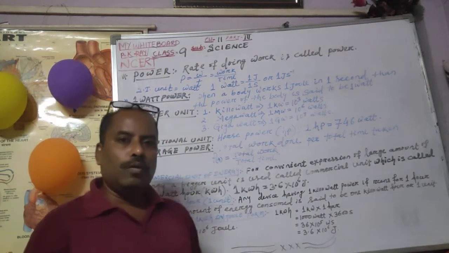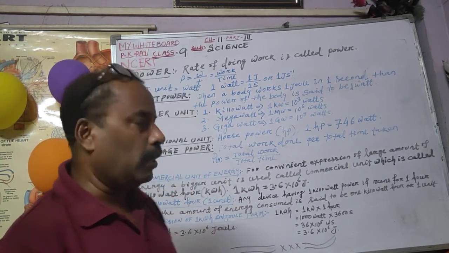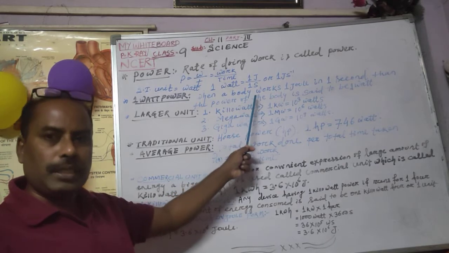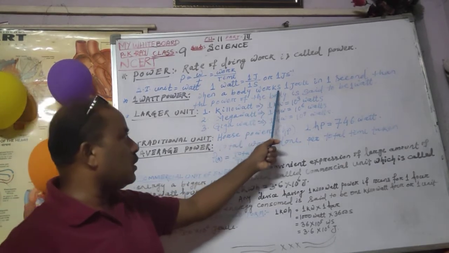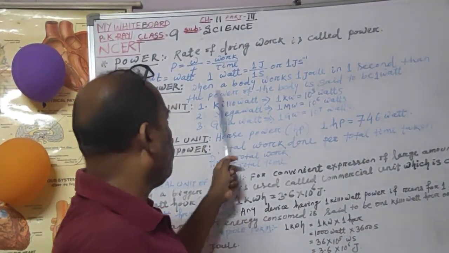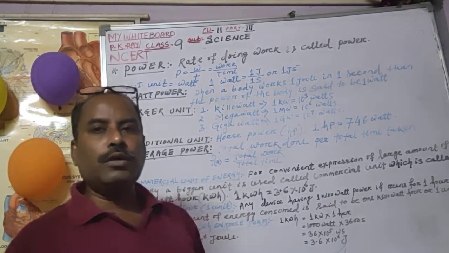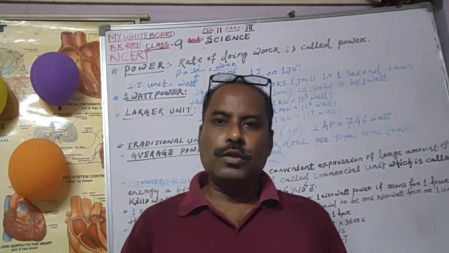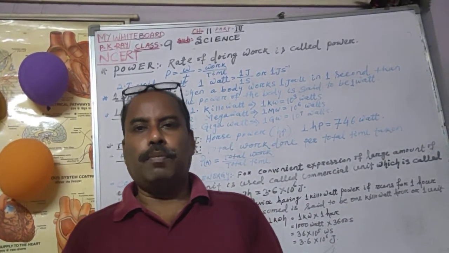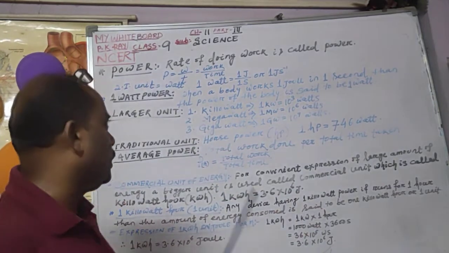Now if we want to define 1 watt of power, how can we define it? When a body, machine or device does 1 joule of work in 1 second, then the power of the body is said to be 1 watt. 1 watt is equal to 1 joule by 1 second. So when 1 joule of work is done in 1 second, the power is known as 1 watt. That is how we define 1 watt.